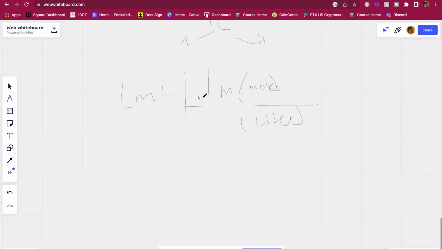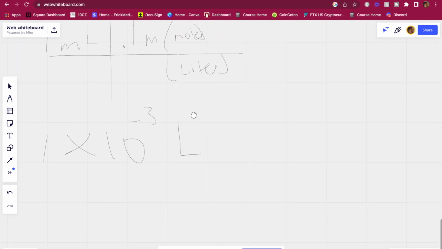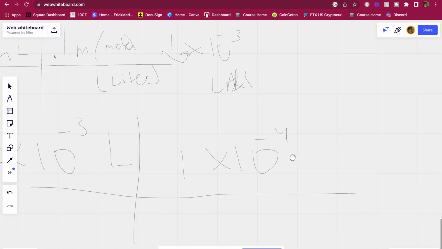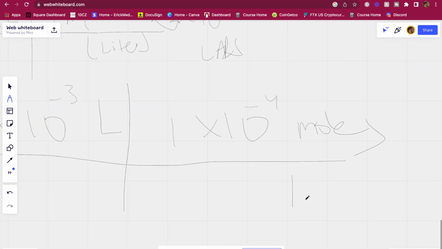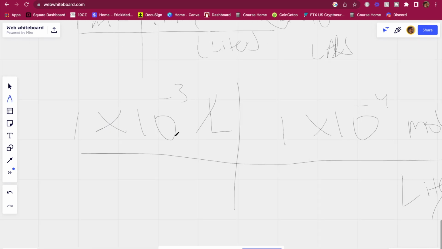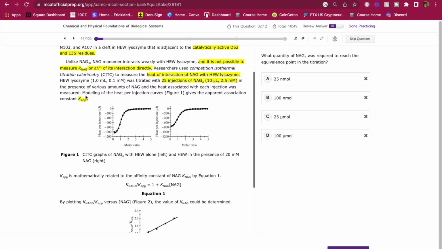So we're going to multiply this to make this easier. This is going to be 1 times 10 to the negative 3 liters, times 0.1 times 10 to the negative 3, which is going to be 1 times 10, and because I moved it to the right due to Lars, I'm going to subtract. So 1 times 10 to the negative 4 moles per liter. The liter is going to cancel, and we get moles. Cool, so 1 times 10 to the negative 7 moles of lysozyme.